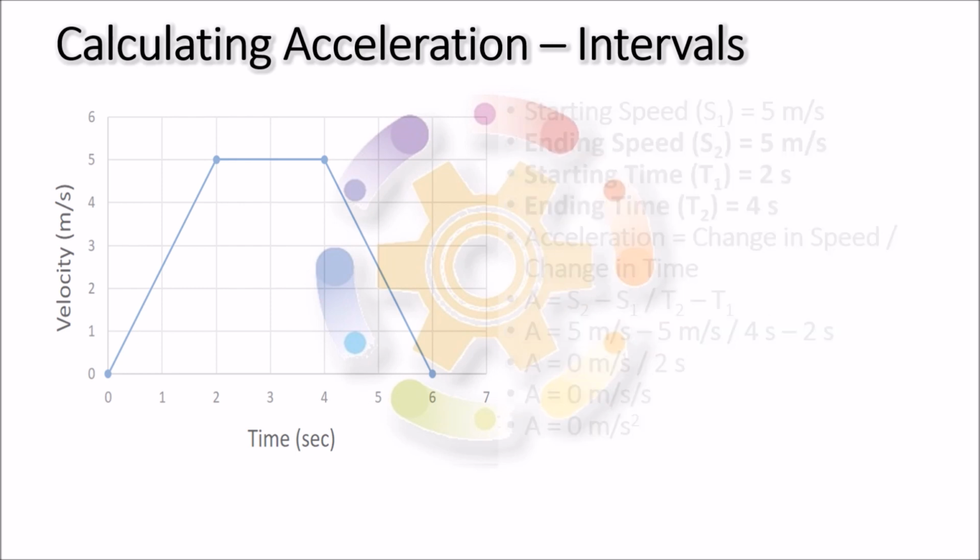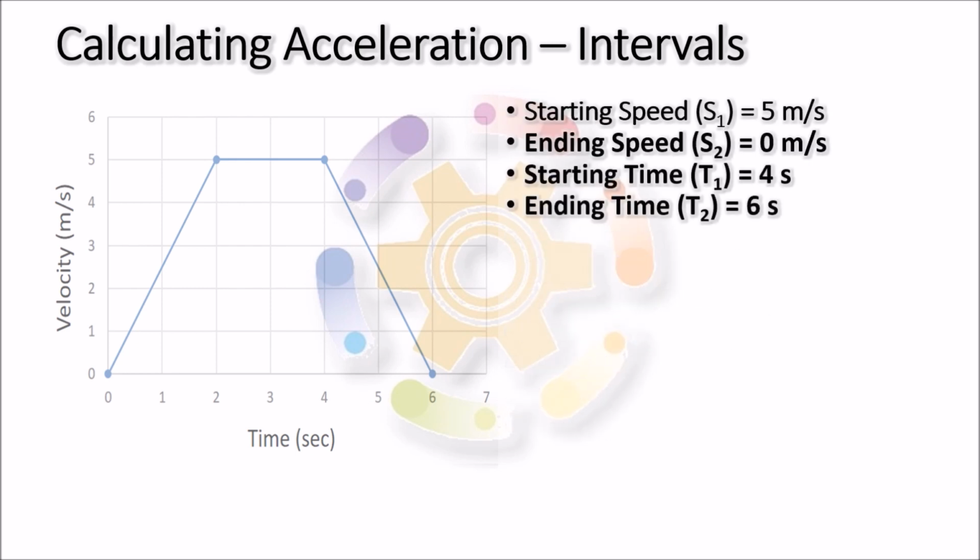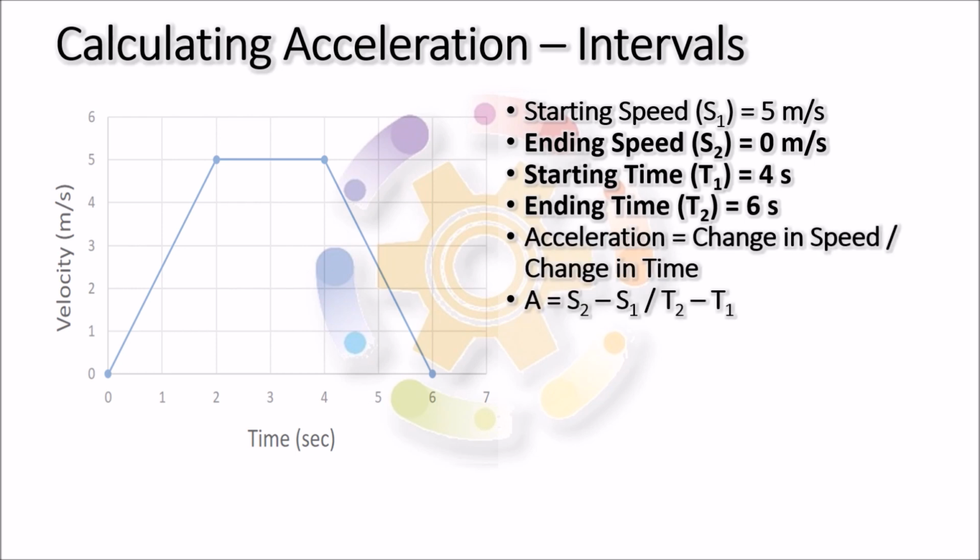All right, let's look at the third and final interval. So our starting speed is 5 meters per second when we start out, and then we end at 0 meters per second. Our starting time is 4 seconds and our ending time is 6 seconds. So once again, we're going to plug those values in, and because the line is going down and to the right, we know that we're going to get a negative number and a negative acceleration.